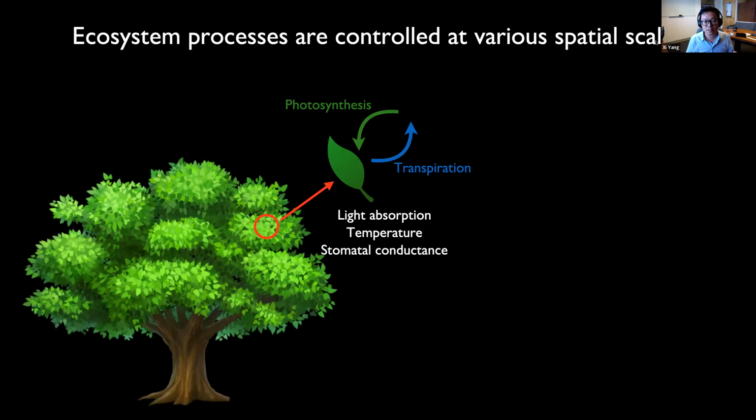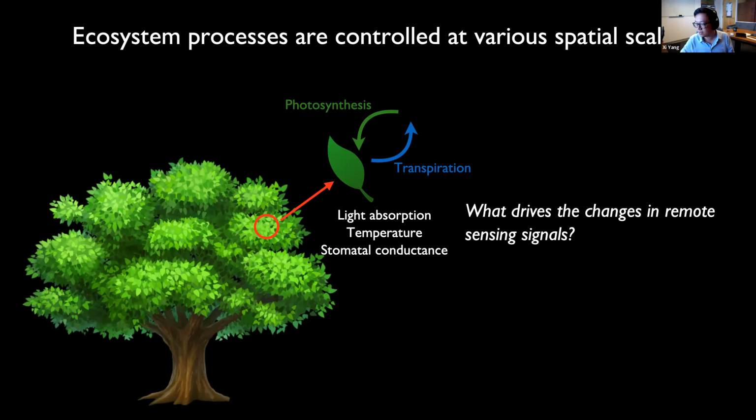And this is the year of remote sensing for AmeriFlux. One of the questions that people often ask is, when you make a remote sensing measurement at a flux tower, what drives the change in these optical remote sensing signals? Take solar-induced fluorescence as an example. Solar-induced fluorescence, for those of you who don't know, is the light emitted by plants during photosynthetic processes.